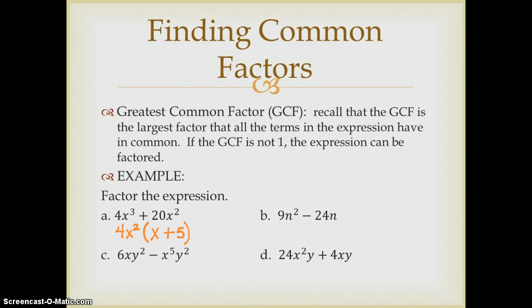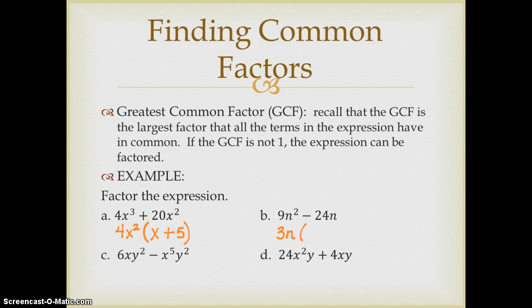Let's try 9n squared minus 24n, and we're going to look at this and decide what these two terms have in common. So we're going to talk about 9 and 24 and what they would have in common. And 9 and 24 are going to have a 3 in common as a greatest common factor. 3 is the biggest factor that 9 and 24 both share. And then as far as the variables go, n and n squared would simply have an n in common.